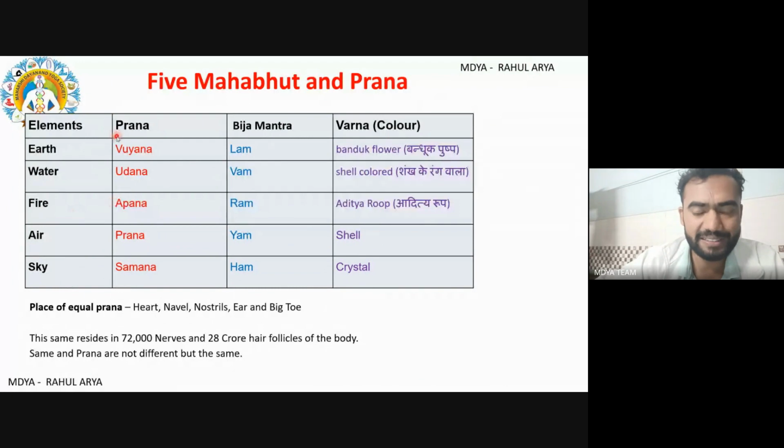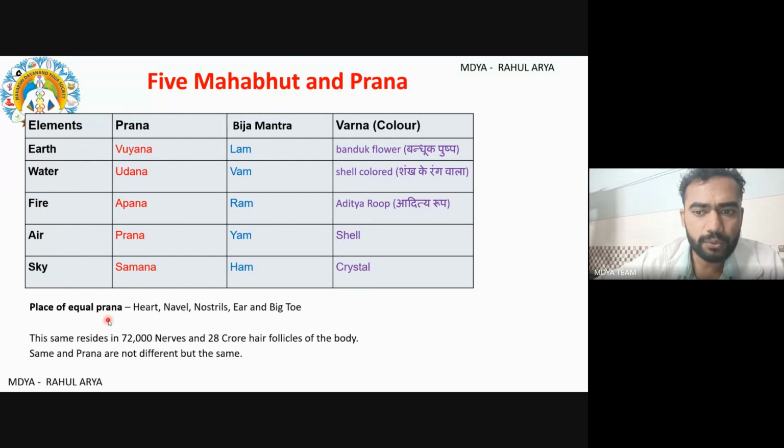Okay. Please check this sequence. Bij mantra is common: Lam, vam, ram, yam, ham, as in other texts also. The Varna is the banduk flower, the earth element. Water is shell colored, and air is also shell colored, both the same. Fire, Aditya Roop. Aditya means sun, it is a synonym of the sun. Okay. Sky, crystal color.